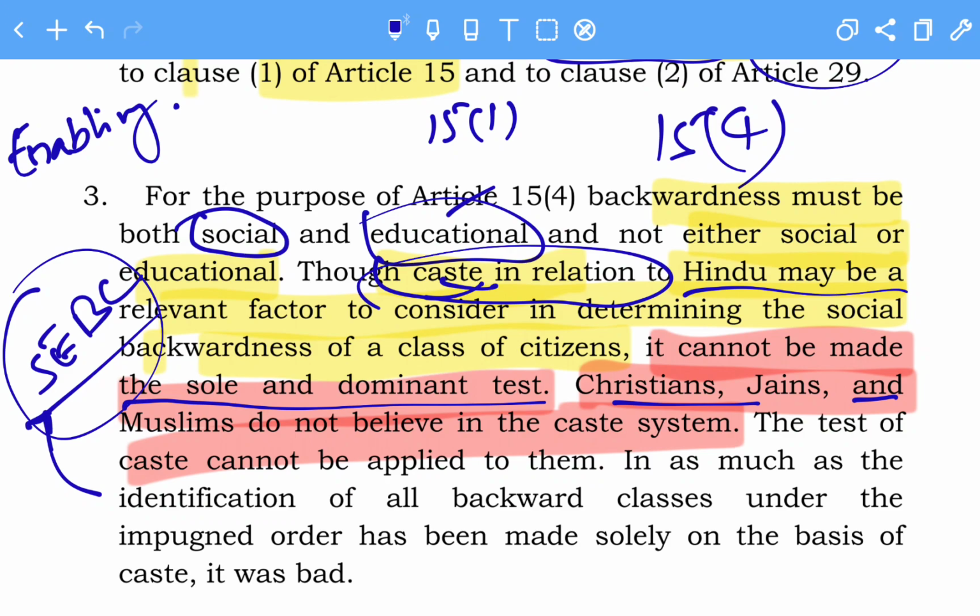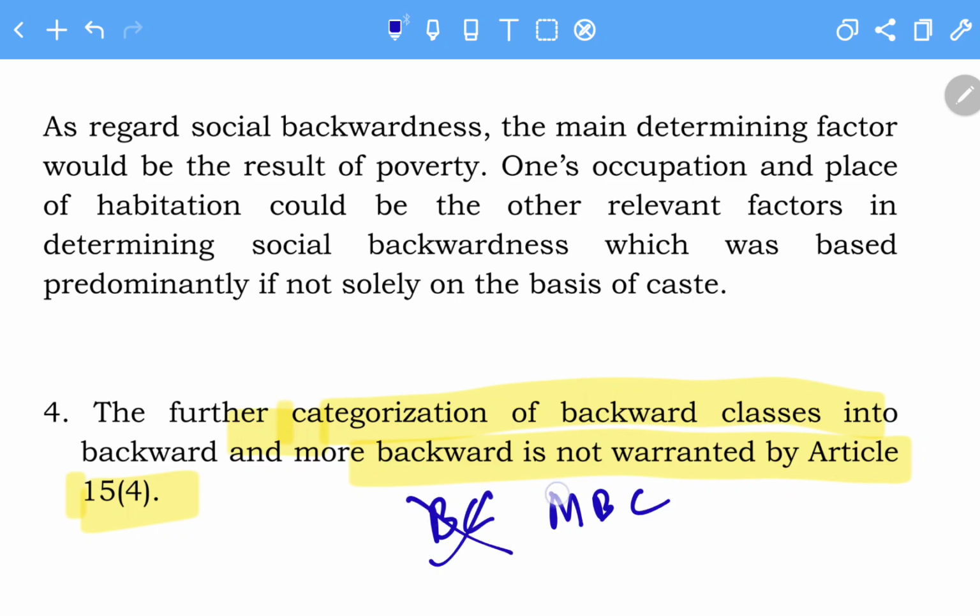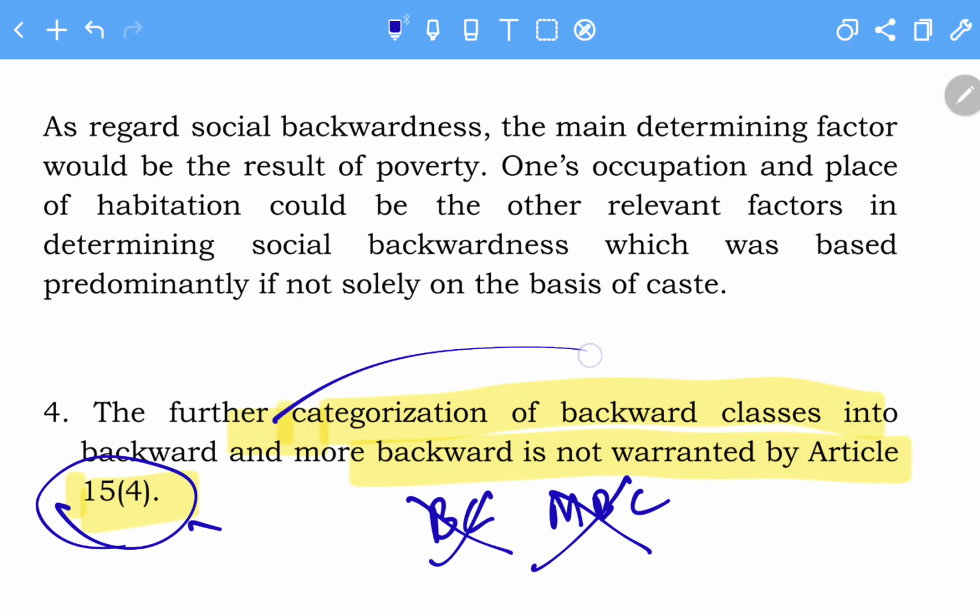Moving to the next issue, that is whether the categorization of backward class into more backward class is possible under Article 15 Clause 4? The court very clearly denied that you can't have a backward class and more backward class. This kind of bifurcation is not permissible in Article 15 Clause 4. So further categorization is not possible in this Article 15 Clause 4.